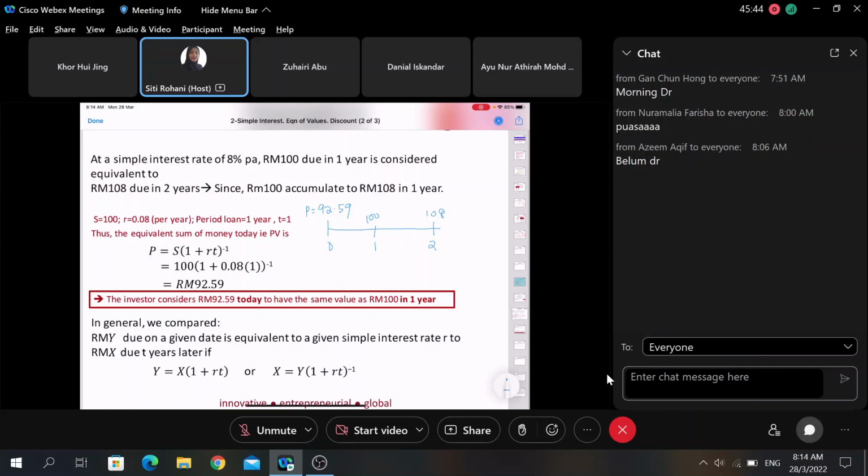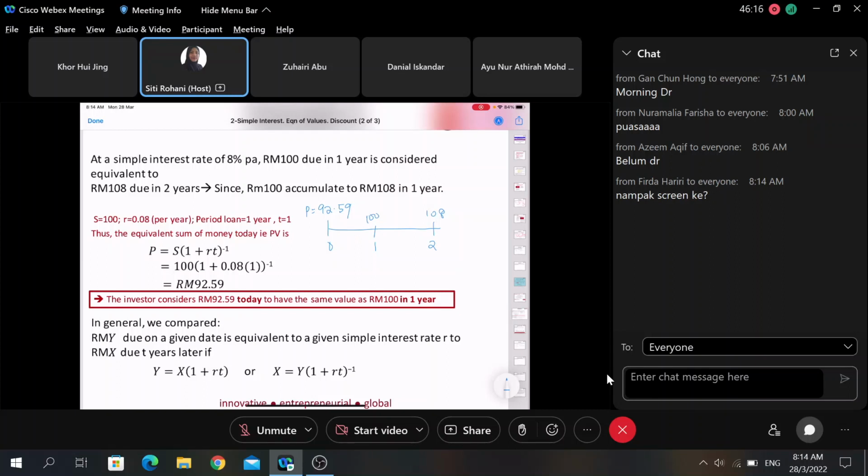So for me, if you already understand how to find the present value and also the future value, it won't be a problem for you, inshallah. So let's look at this example. At a simple interest rate of 8% per annum, RM100 due in 1 year is considered equivalent to RM108 due in 2 years, since 100 accumulates to 108 in 1 year.